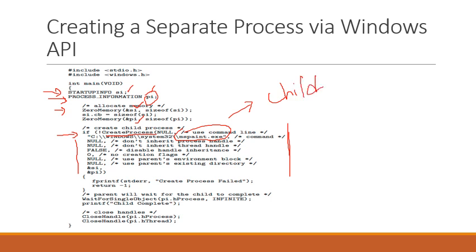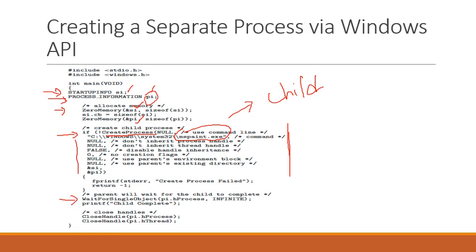So the child is going to have this mspaint.exe program. This program will be loaded onto the address space of the child process. And just like we have seen in the previous program, the parent process waits for the termination of the child and then it resumes its execution. Exactly in this program, the parent process is going to wait for the completion of the child process.